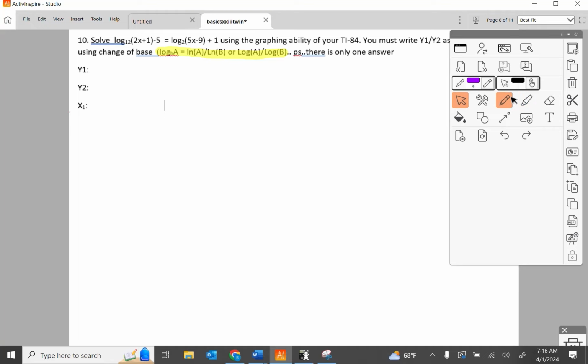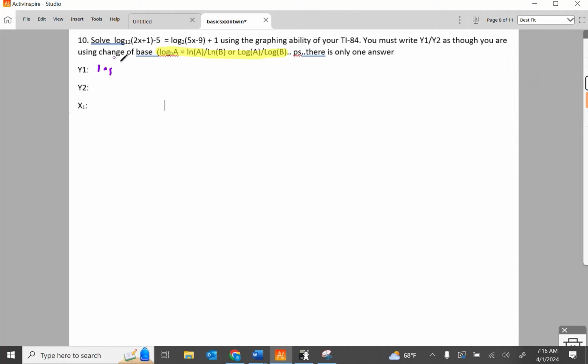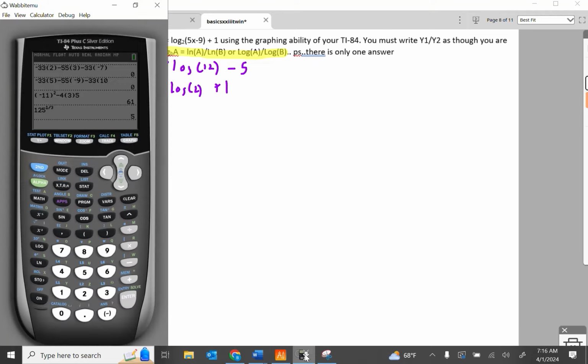Right there. I'm going to do logs this time. I'm going to just make it a base 10 because the 10's understood. Log of 2x plus 1, sitting pretty over log 12, and then minus a 5. This would be log of 5x minus 9, sitting over log of 2, and then plus 1. And then by God, I push buttons.